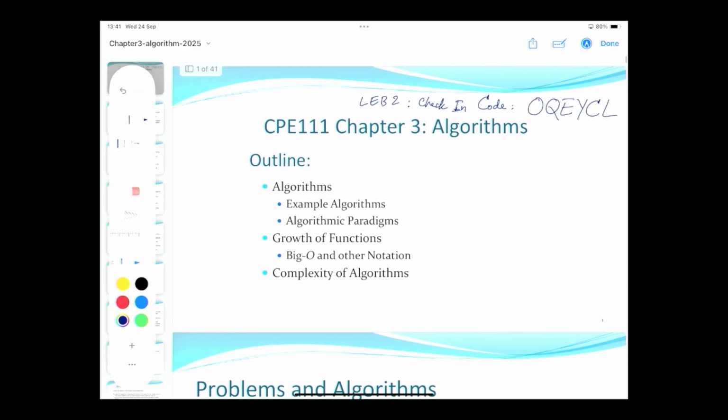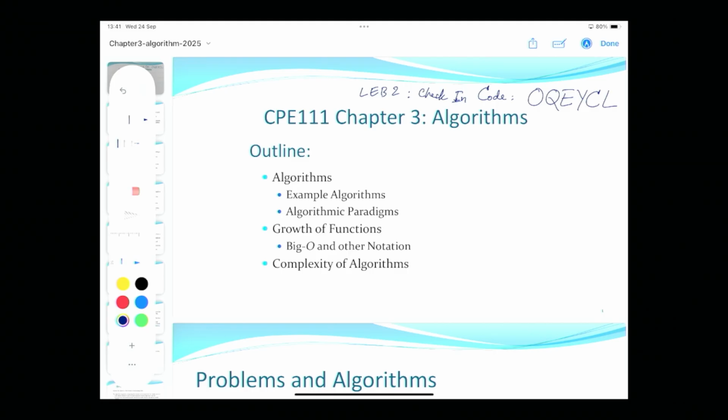Okay. So the outline of today's lecture is here. First we're going to go through the definition of algorithms, some examples of them, and then see how we analyze the complexity of the algorithms and functions. Okay, and you'll see how important they are.